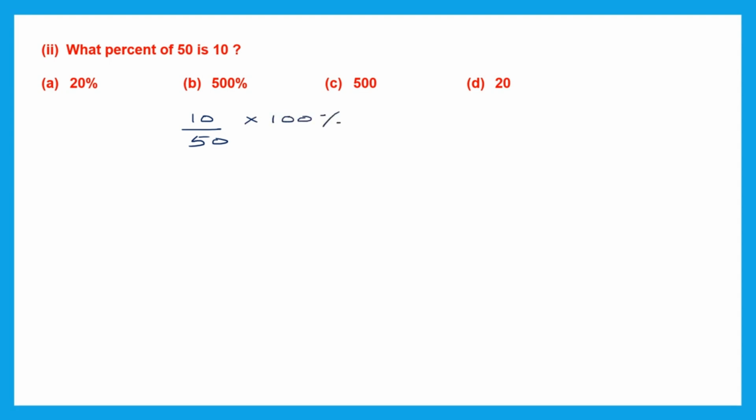So here we can cancel 50 and 100. 50 1s are 50 and 50 into 2 is 100. Now just multiply 10 into 2. 10 2s are 20 and that is 20%. So answer here is 20% and that is option A. Option A, 20%. This is our answer.